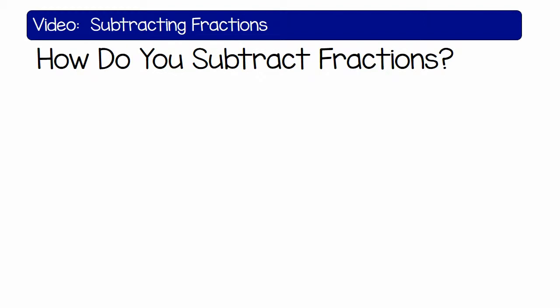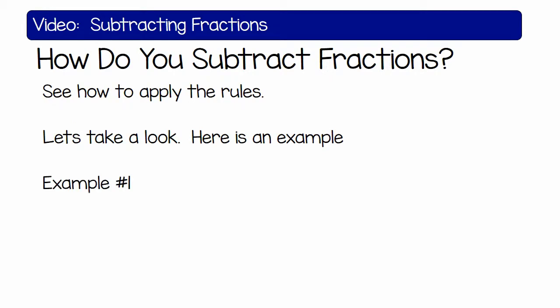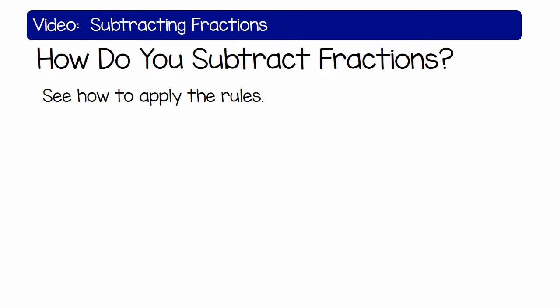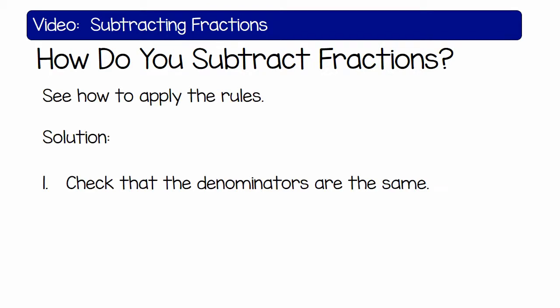Now, how do you subtract fractions? See how to apply the rules. Let's take a look. Here is an example. Number 1, subtract 3 over 5 minus 1 over 5. And here's your solution. Check that the denominators are the same.